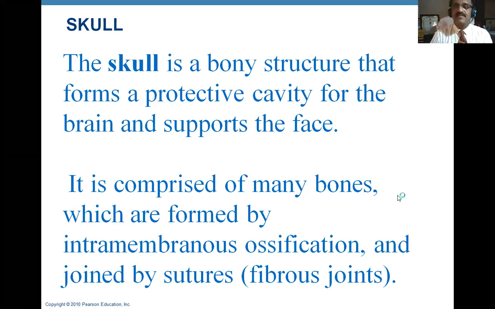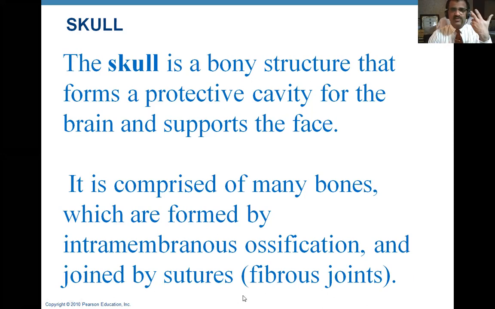That is why I said it's a complex bone. It's comprised of many bones which are formed by intramembranous ossification and joined by sutures to make fibrous joints. So everything I have told you during the study of general anatomy, the bones get developed in our body in two ways: intramembranous ossification and intracartilaginous ossification. During that time, I told you that the bones of the skull are getting ossified from a membrane. So that is why it is called as intramembranous ossification, and they are joined by sutures.